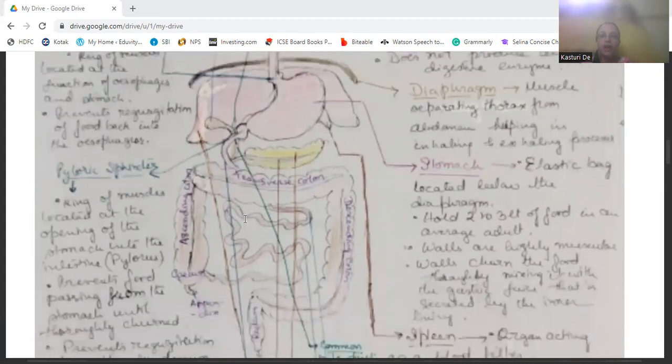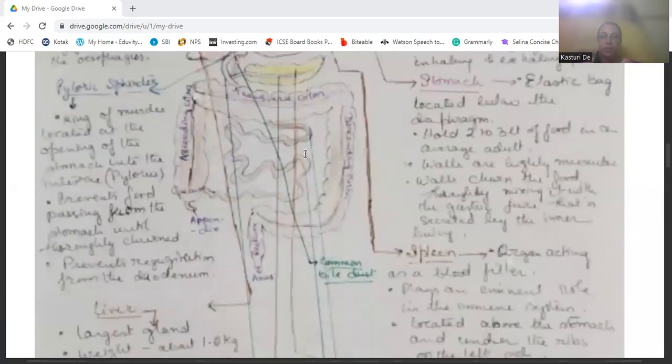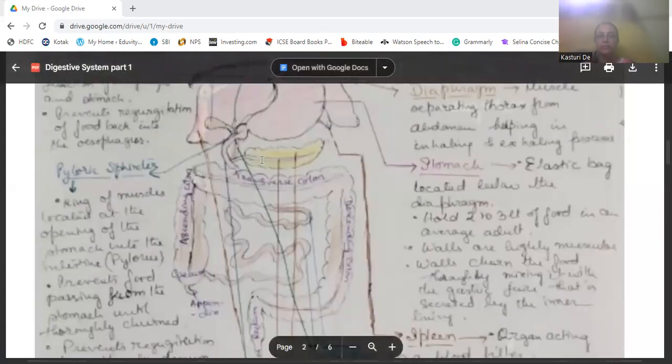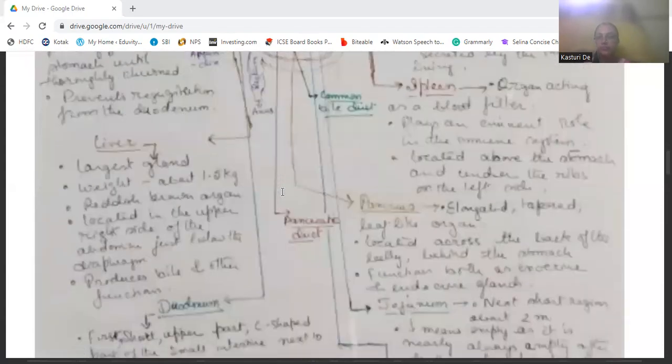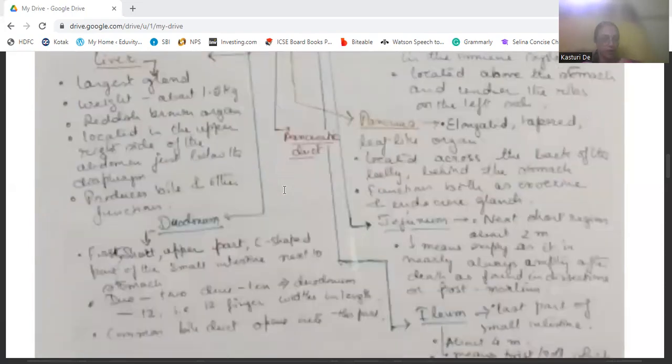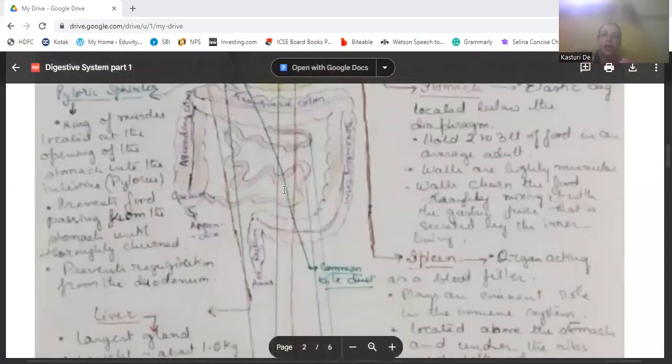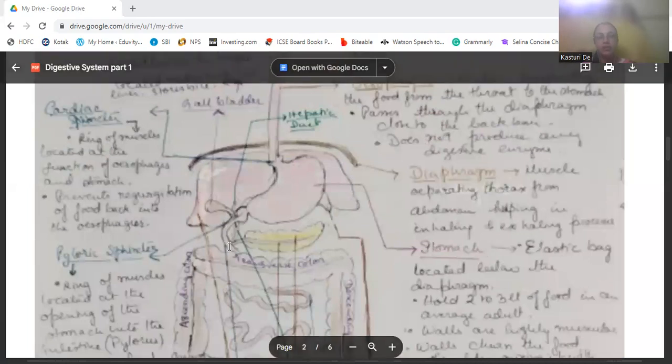Then we come to the pancreas, another associated gland. This is the yellow leaf-like structure that you can see. This is the pancreas, a leaf-like structure located just across the belly, behind the stomach. It performs exocrine and endocrine functions. It is an elongated, tapered, disc-like organ, and it also opens into the duodenum.